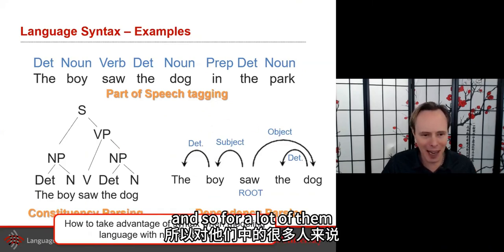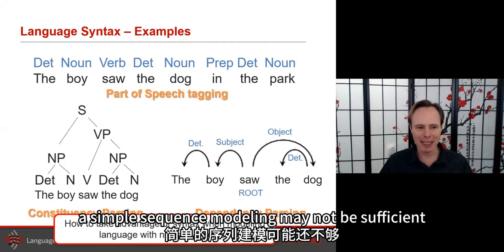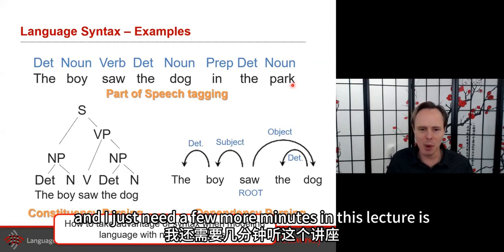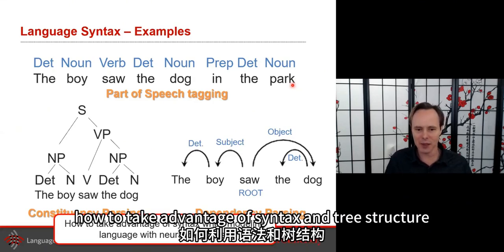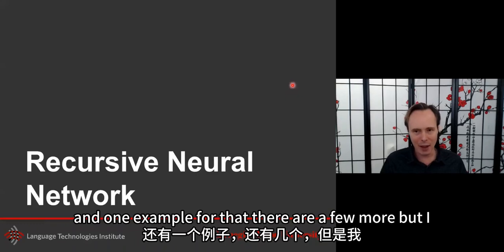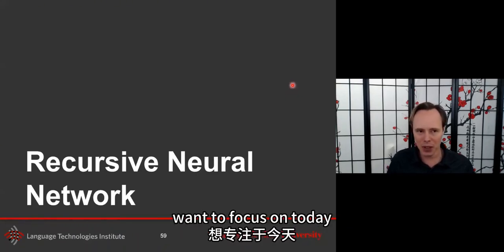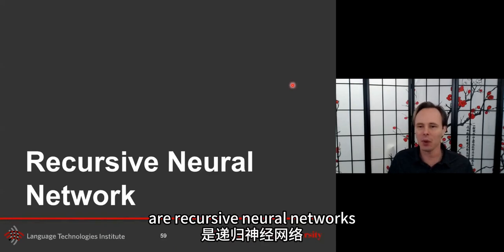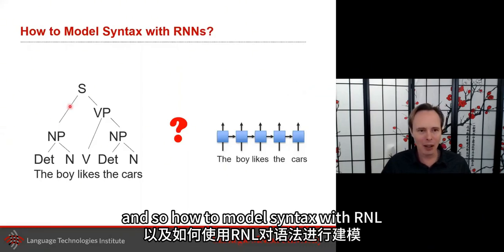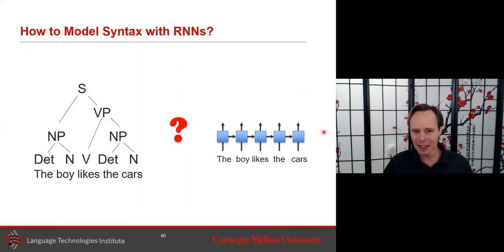And so for a lot of them, a simple sequence model may not be sufficient. The question you will have, and I just need a few more minutes in this lecture, is how to take advantage of syntax and tree structure within a neural network. There's one example for that. There are a few more, but what I want to focus on today are recursive neural networks as a way to do that, and how to model syntax with them.